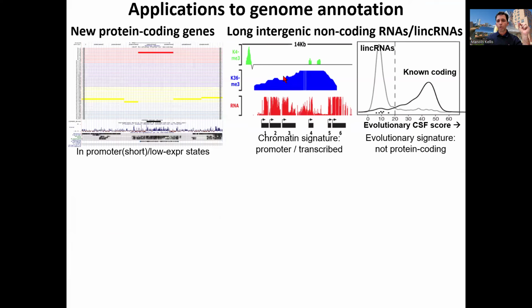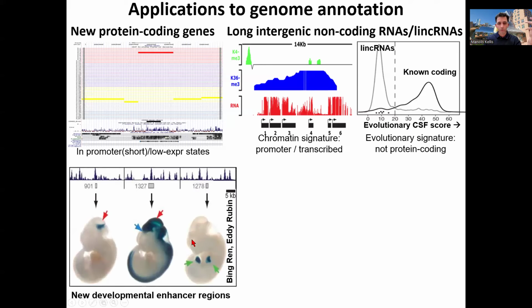We also found that there were signatures of promoter followed by transcribed in regions that were clearly not protein coding, based on evolutionary signatures that we're going to talk about at another lecture. And those regions turned out to be a whole new class of long intergenic non-coding RNAs, or lincRNAs, that were very strongly non-coding based on the codon substitution frequency score that we had developed in some other work, and yet had all of the signatures of polymerase II transcription. So there's a whole field studying these lincRNAs.